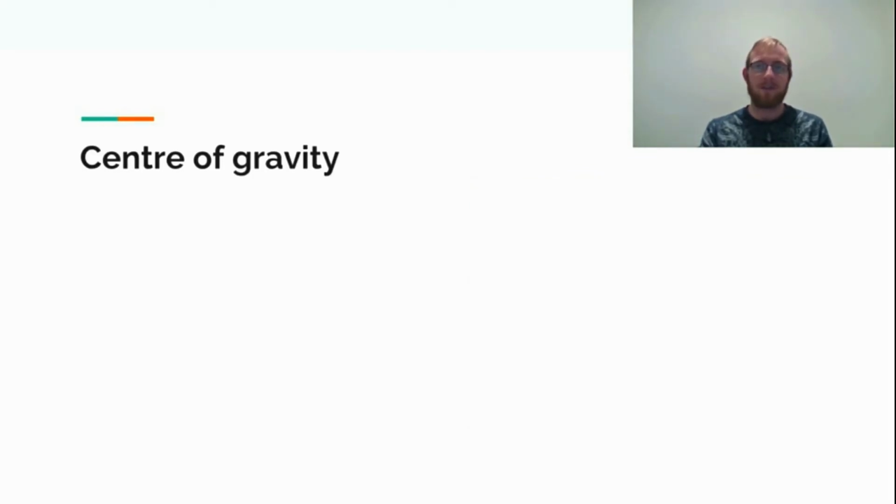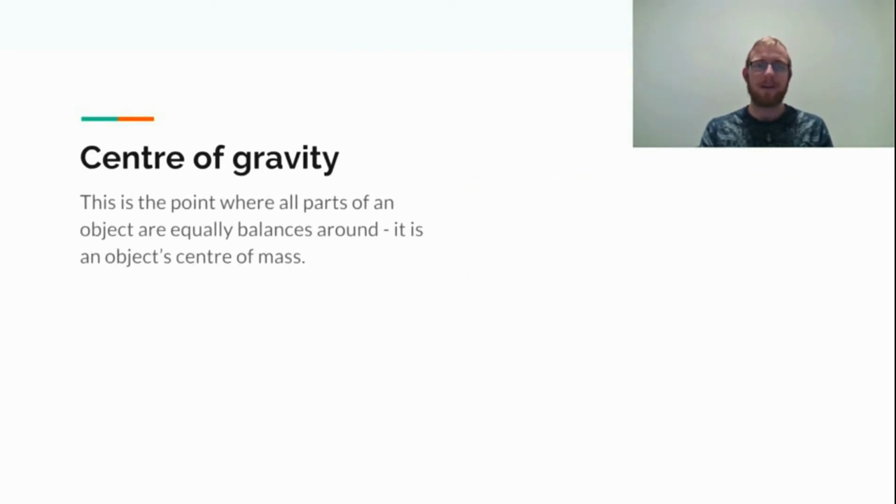Next, center of gravity. This is the point within an object, or sometimes outside an object, where all parts of the object are equally balanced around. It is an object's center of mass. If you can imagine picking up an object at a single point and you picked it up, it wouldn't spin, it would be perfectly balanced in all ways if you could pick it up by that point.